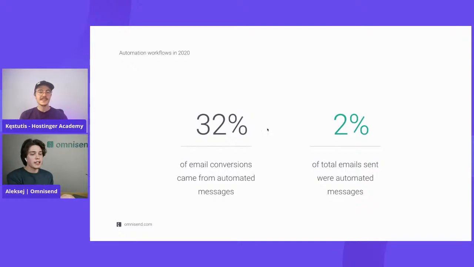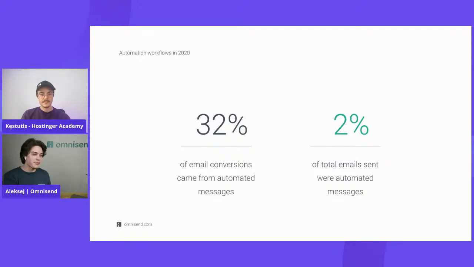And another piece of data about automations, and this is from 2020: 32% of all email conversions in 2020 came from automated messages, while only 2% of total messages sent were automated messages. So in other words, just 2% of total messages made 1/3 of the money, and those messages were automated ones. So really, really powerful, really cheap thing to do because you're not sending millions of emails, right? But 32% of all conversions come from this.